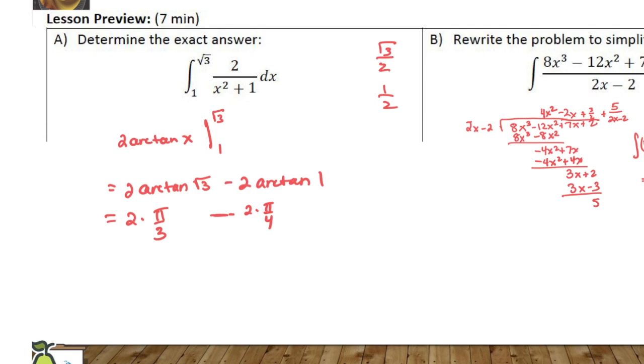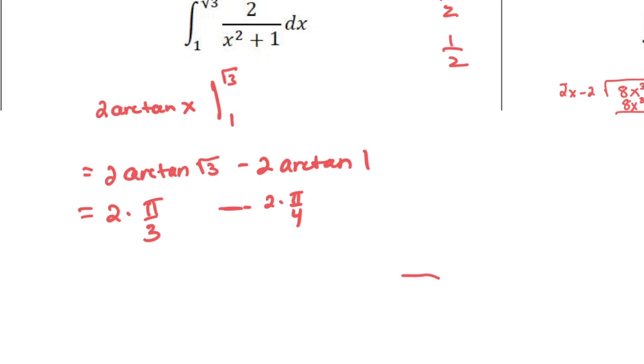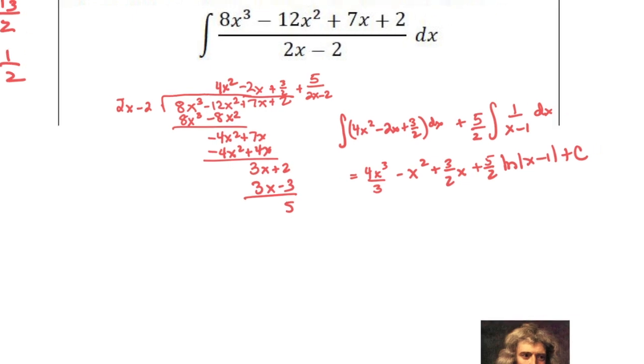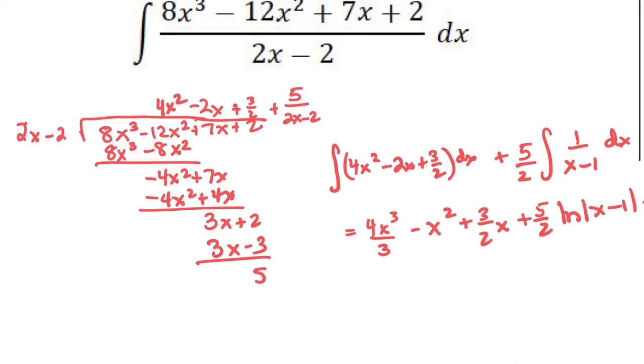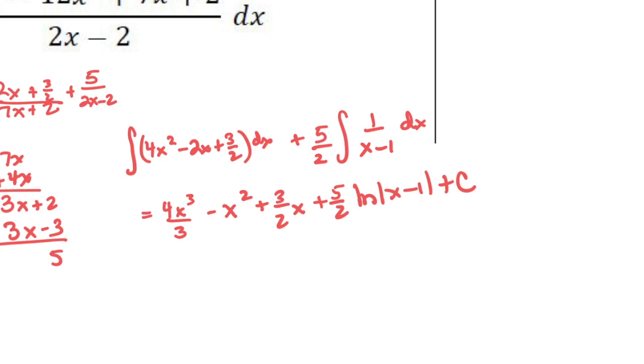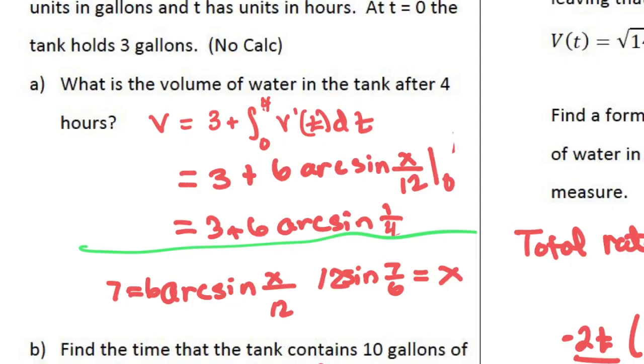Okay, classic arctan problem for question A. Make certain that you know your unit circle trig. Question B, long division, polynomial long division, and then you want to integrate. Once again, know what the new material for Unit 10 is and different ways that I can ask you to apply that new material.